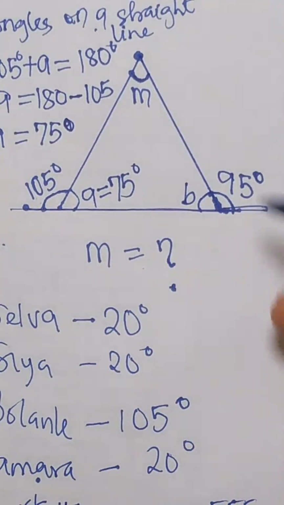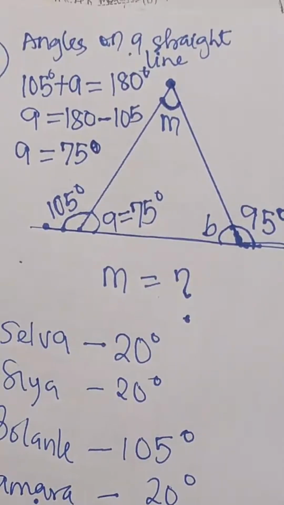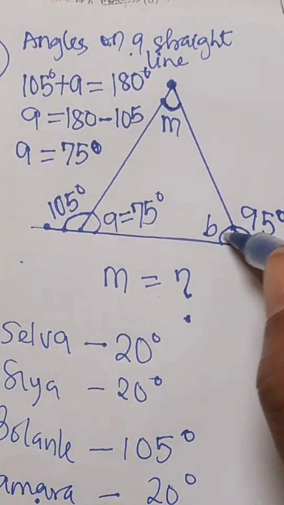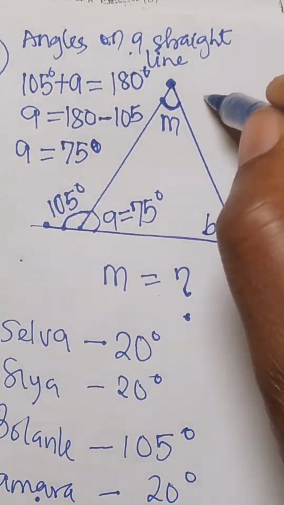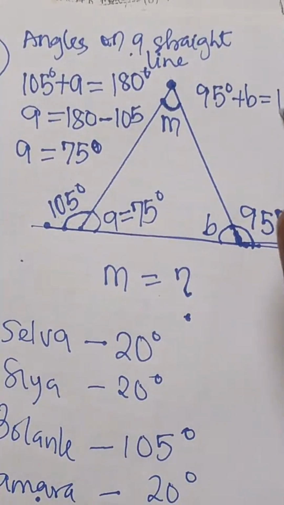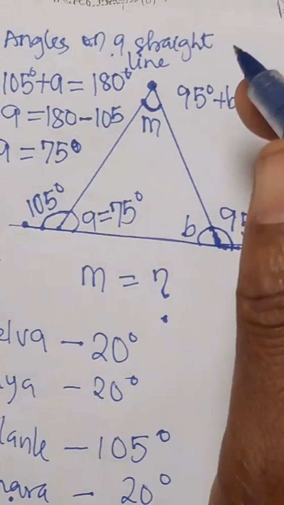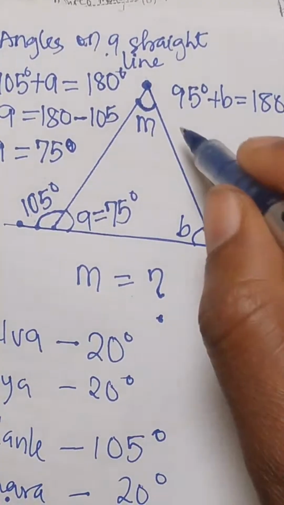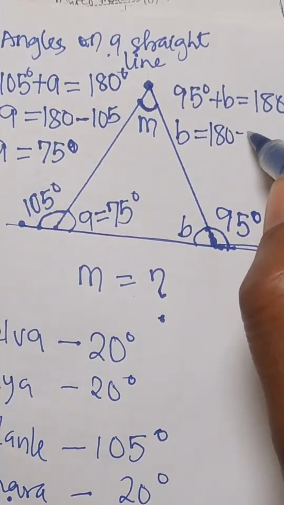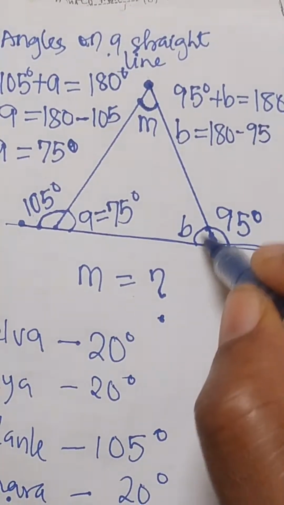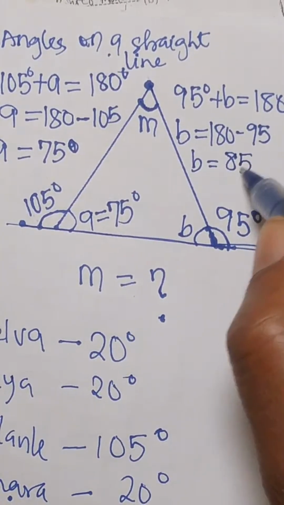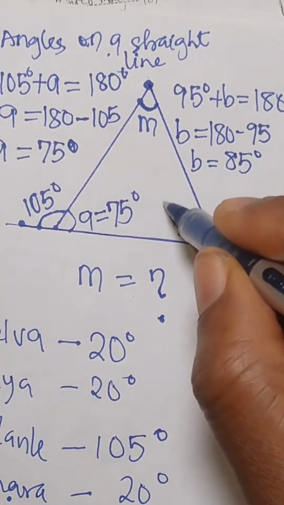All right, so solve for B. On B, the same thing. They are angles on a straight line. Then we add them up to give us 180. And then we have 95 degrees plus B is equal to 180 degrees. Like I said earlier, the reason is angles on a straight line. So we have B, we collect like terms. B is equal to 180 minus 95. So 180 minus 95 is going to give us 85 degrees. And here is 85 degrees.